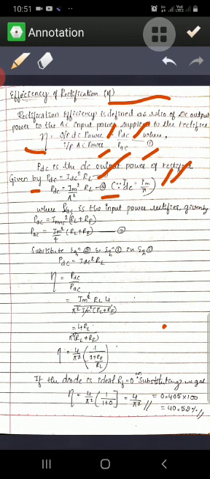Now PAC is the input power of a rectifier, given by IRMS square into RL plus RF, because the AC value is present both across the diode and also at the output, because of the pulsating DC. Therefore IRMS of a half-wave rectifier is given by Im by 2. We will take this as equation 3.